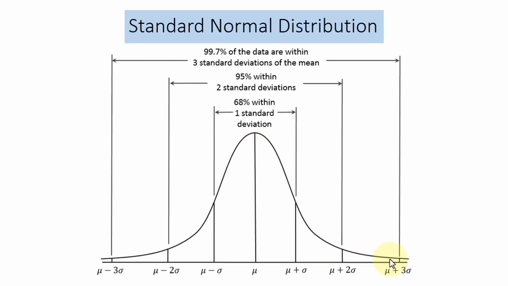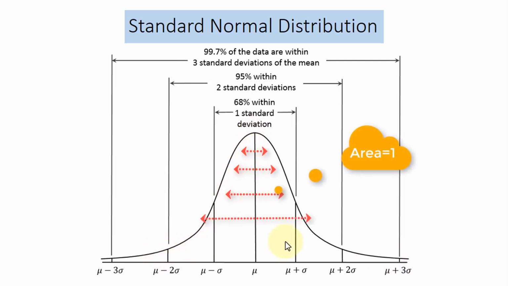Now what this curve represents is the normality of your data, which essentially means that the area under the curve, any area within this curve, equals 1. Okay, so that's the first concept you need to know. Everything within the bell-shaped curve totals 1.